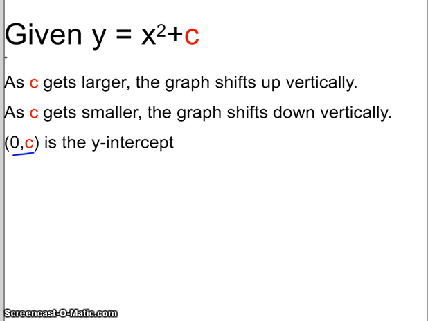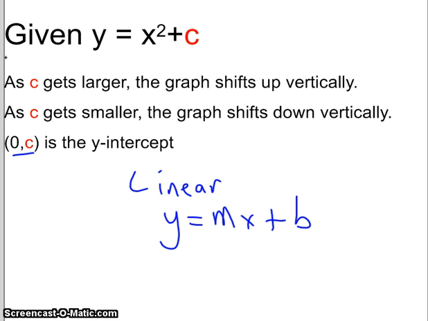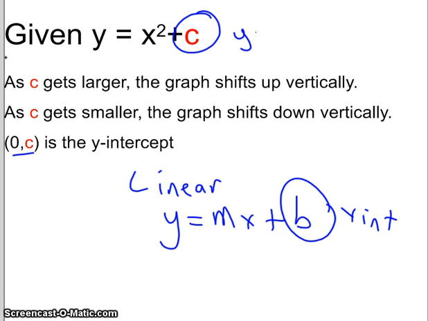And let's relate that to your prior knowledge base a little bit. If we have a linear function, we know that we can write it as y equals mx plus b. Notice here this last number was your y-intercept. That doesn't change. Your last number is your y-intercept with the quadratic functions.